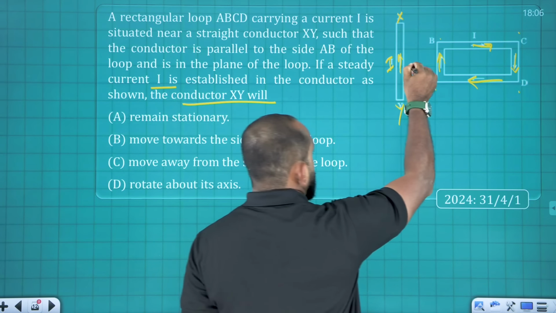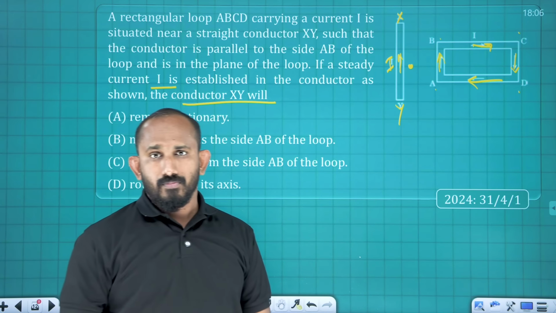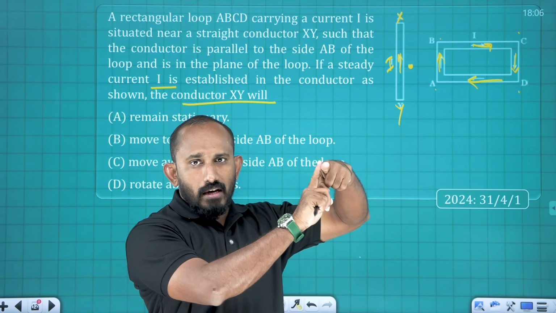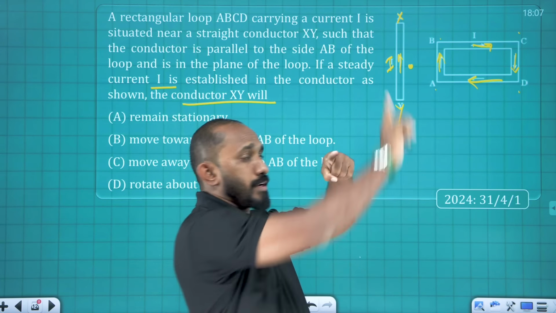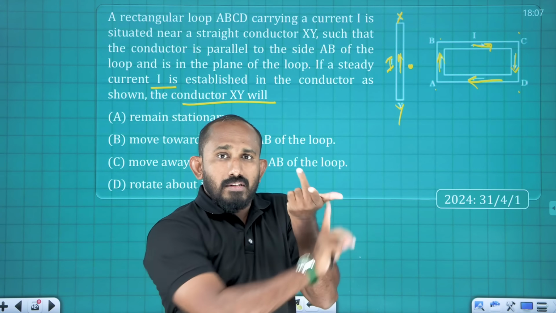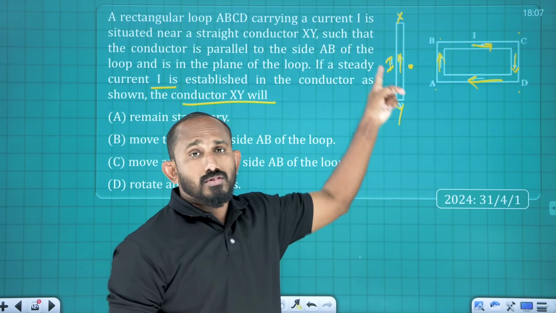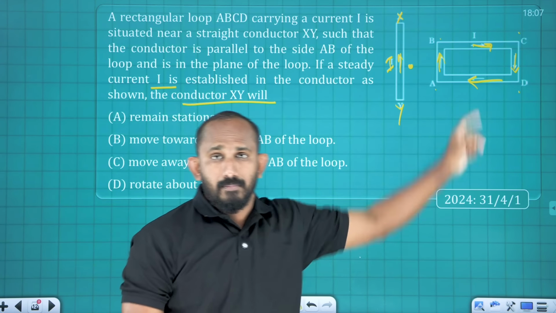So here the magnetic field is out. A dot I am putting, out of the board it is. So the magnetic field is out. Index finger or forefinger, out of the page you have to keep it. Then on XY the current is upward, so middle finger upward. Then where does the thumb go? Thumb goes in that direction. That direction means there is AB. So this conductor has a force which will make it move towards AB.